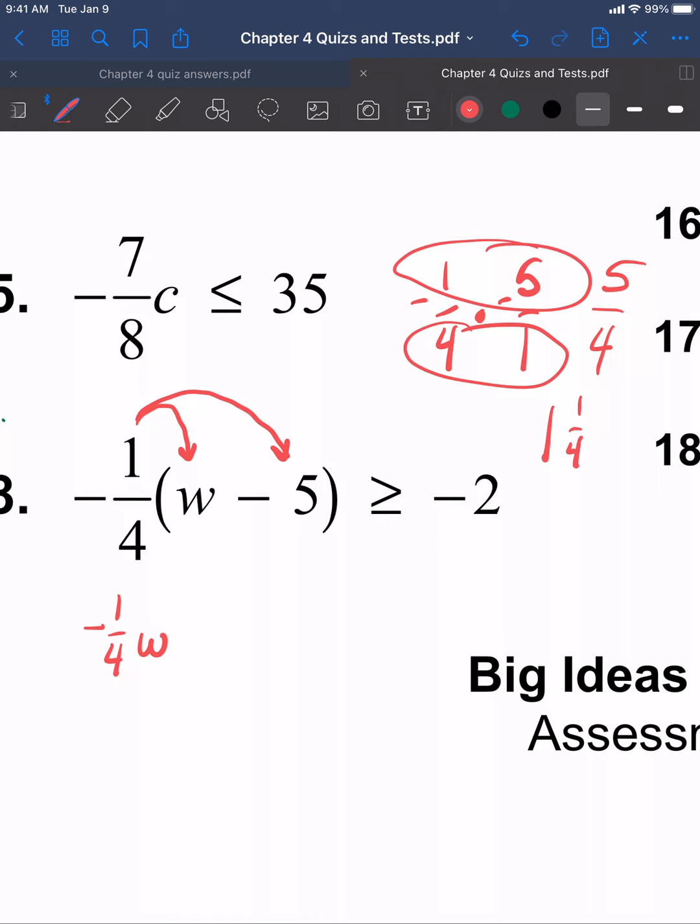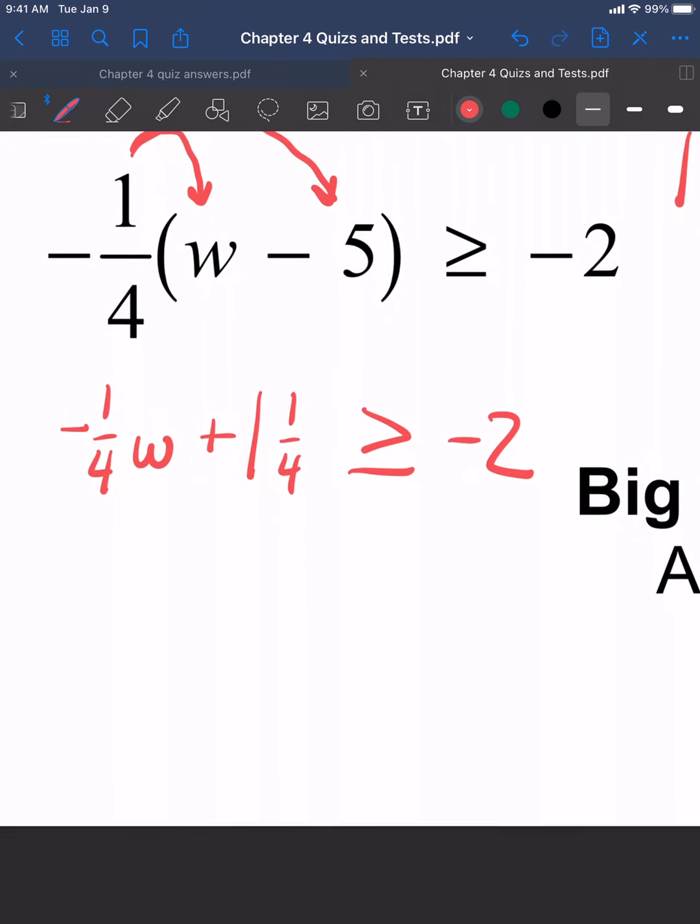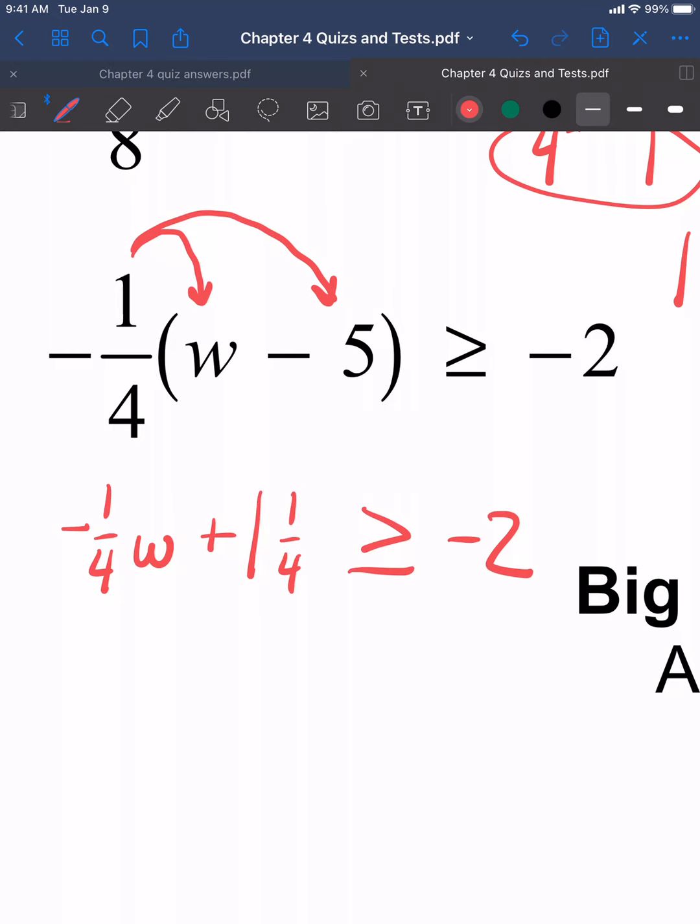Very good. Is it going to be positive or negative? I've got negative 1/4 times negative 5. Very good. So it's going to be negative 1/4 W plus 1 1/4 is greater than or equal to negative 2. Tyrus, what would you like to get rid of first?